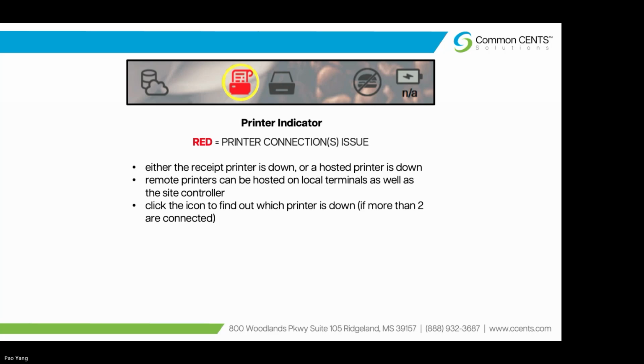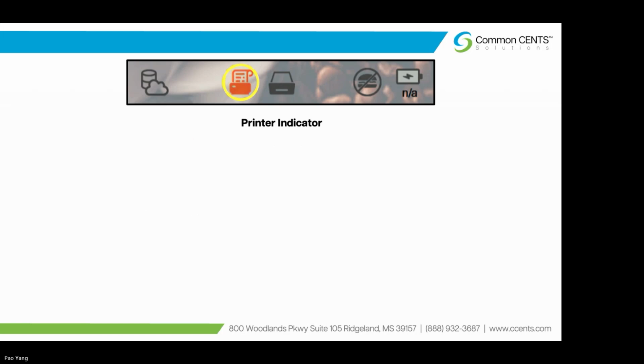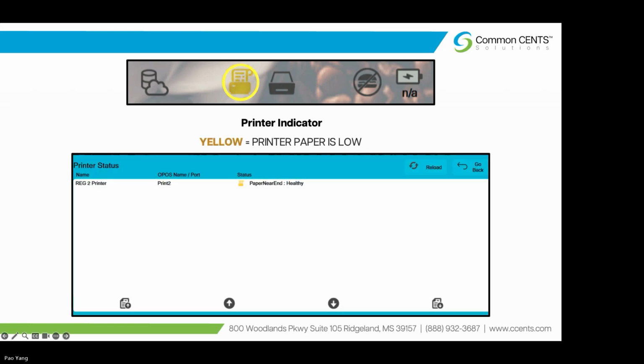Remote printers can be hosted on local terminals as well as the site controller. If you click on the icon, you can find out which printer is down, especially for those of you who have 2 or more that are connected. The other color that we're going to be focusing on is the yellow, and this is just for the printer. That just means that your paper is going to be low, and usually when it gets low, it'll flash, and you'll need to change out that paper.